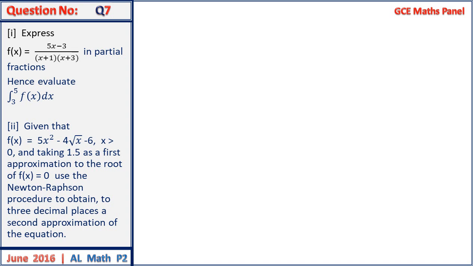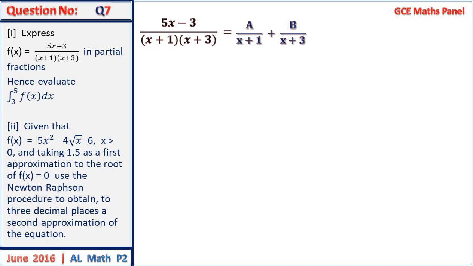We now continue with question 7, which reads, express in partial fractions, hence evaluate the integral shown. To express this in terms of partial fractions, the denominator is a quadratic that has been factorized and has linear factors. So this will be identical to A over x plus 1 plus B over x plus 3.